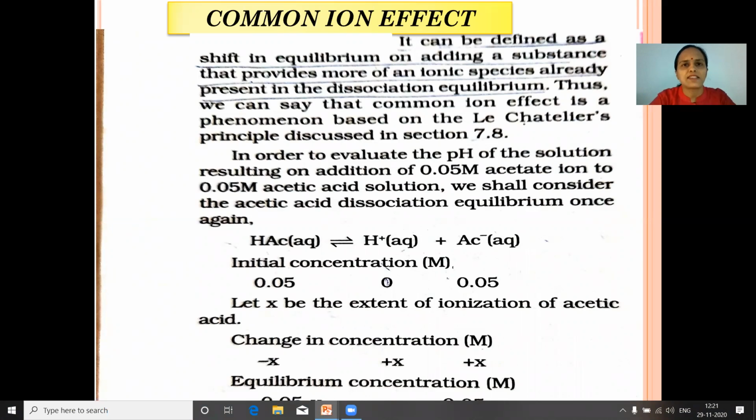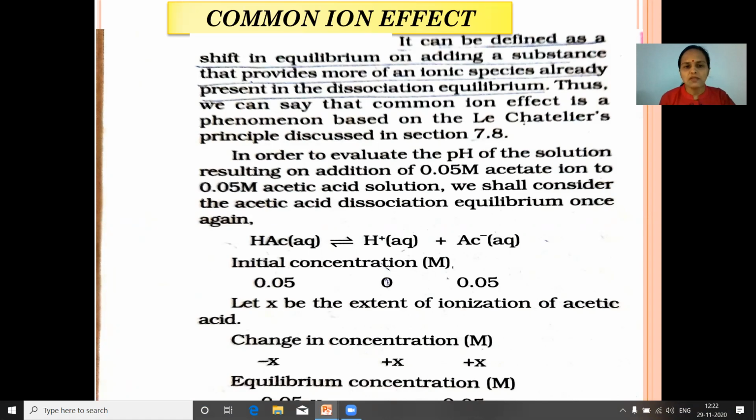In order to evaluate the pH of the solution resulting on addition of 0.05 molar acetate ion to 0.05 molar acetic acid solution, we shall consider the acetic acid dissociation equilibrium once again. So HAc gets dissociated into H+ and Ac-. Initial concentration of HAc is 0.05 molar, H+ initial concentration is 0 molar, and acetate ion initial concentration is 0.05 molar respectively. Let x be the extent of ionization of acetic acid.